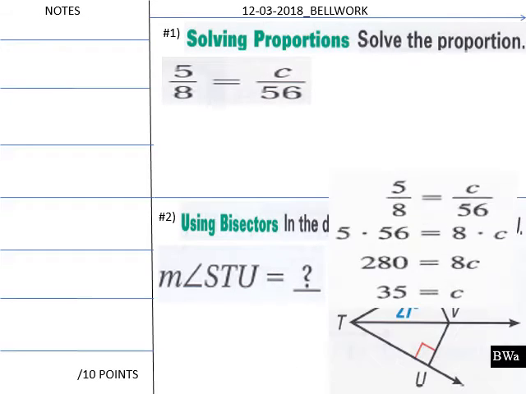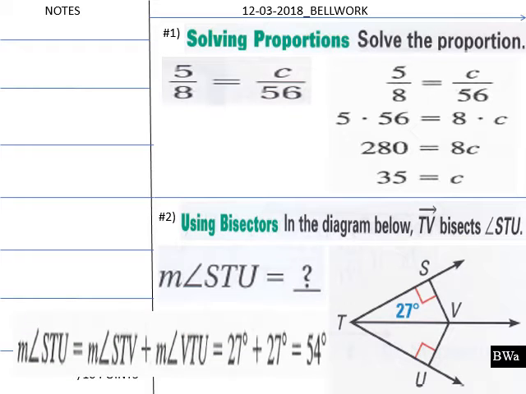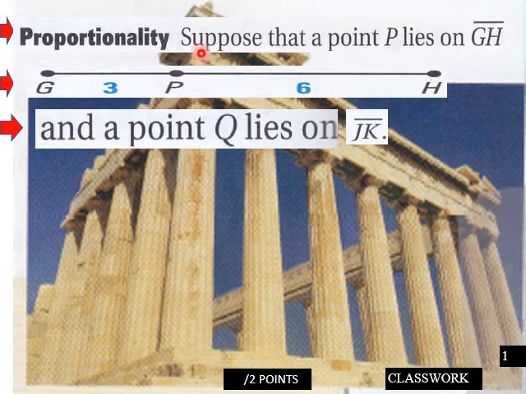Okay, welcome back. Here's our solution for number 1, doing cross multiplying here. And then for number 2, angle STU equals these two angles added together, and we get 54 for number 2. Okay, into our lesson, proportionality.